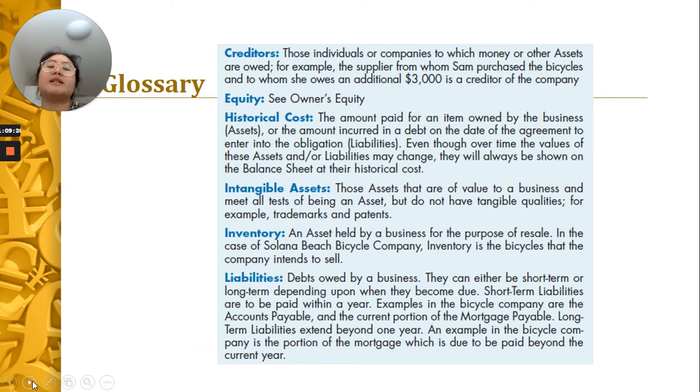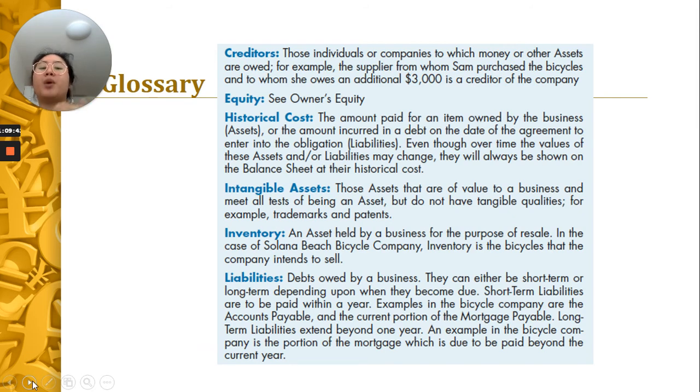And the inventory is the asset held by a business for the purpose of resale. So this one is called the inventory. For the inventory, as our case is the Solana bicycle company, the inventory will be the bicycles that the company intends to sell. And the next one is about the liability.